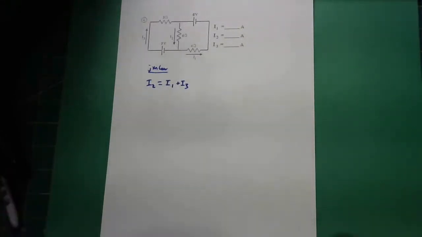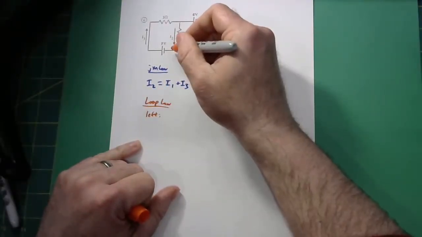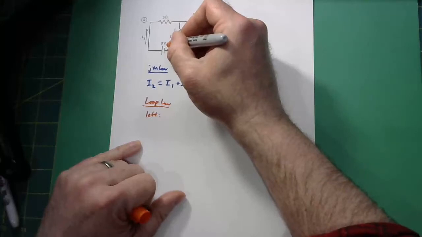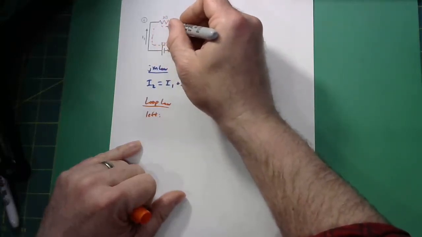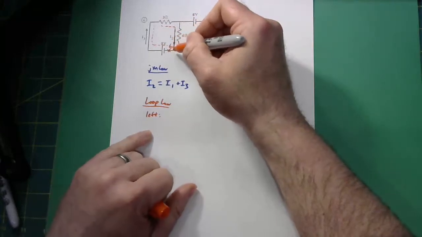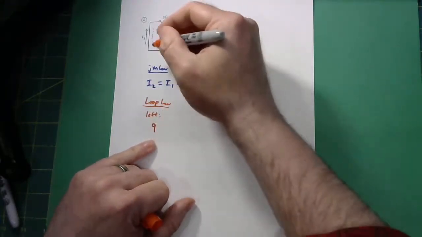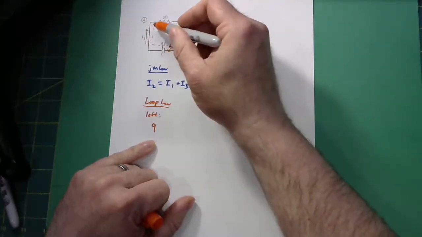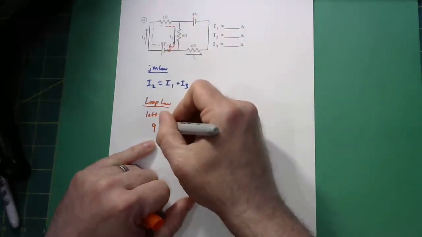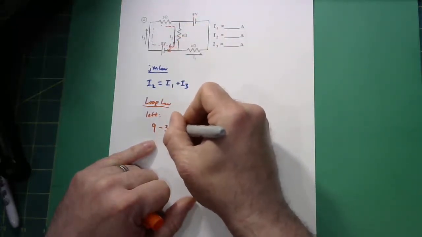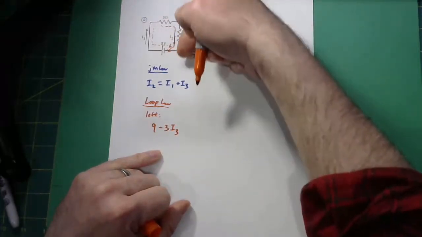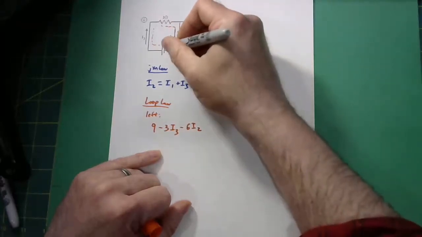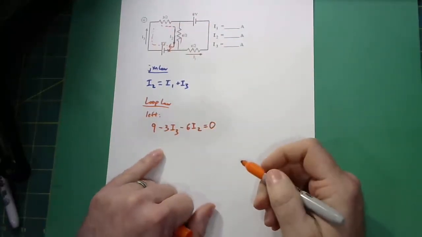Let's start with that left loop. I like to start reading the circuit a little bit on the low V side of the biggest battery. So I'm going to start here and go around, in this case, clockwise. First I'm going to go up 9 volts. Then I'm going to go down, going with the current, from before they lost the charge to after. So we're going to go down IR, down 3I3. Now I'm going with I2 through that center branch, so we go down 6I2. And it takes me back to where I started, so the total change in potential better be 0 if I'm back to my starting point.